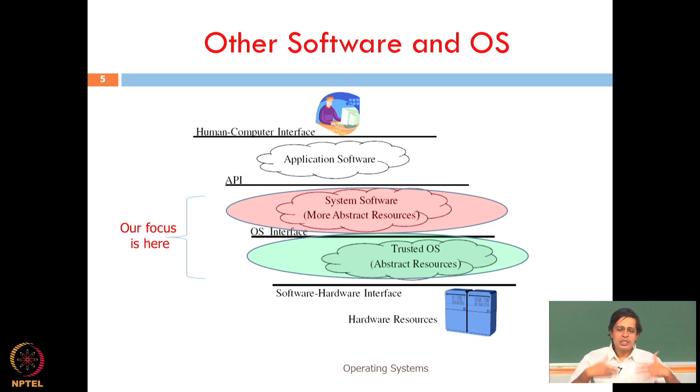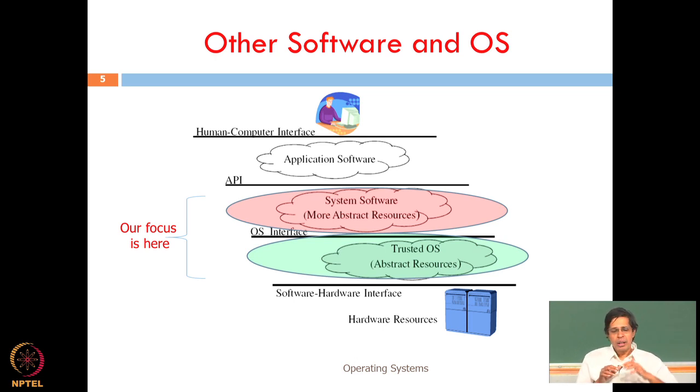Now the hardware actually offers certain interfaces to the software, and so there are two parts to the system software. One is a trusted OS, which abstracts out the resources to the higher layer, right? The trusted OS, sometimes we call it the kernel. So what is the functionality of this?